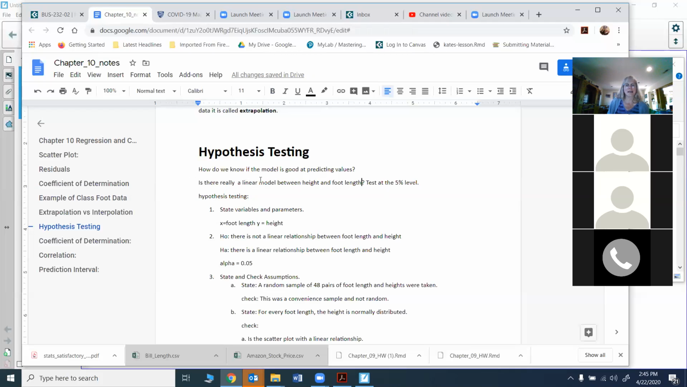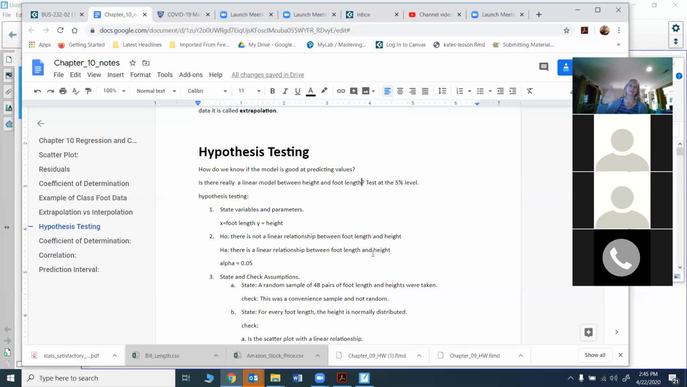So that's what you want to think about, is that's your question. And your HA is that question. Your HA is the question you were asking. We were asking, is there a linear model? So my HA is, there's a linear model. That's what I'm going to assume. I'm going to assume there's a linear model.